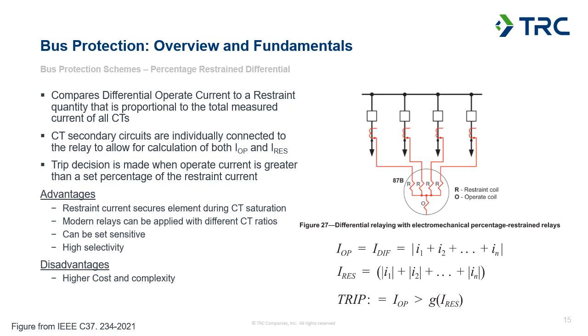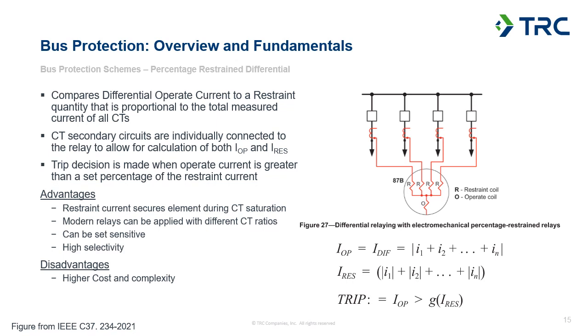The main disadvantage is its higher cost and complexity than some of the other schemes that we've talked about. Generally, you're going to have to install a dedicated bus relay. You're going to have to do some more advanced configuration to define how everything's connected up to it, and make sure that these equations are summing up to the right quantities.